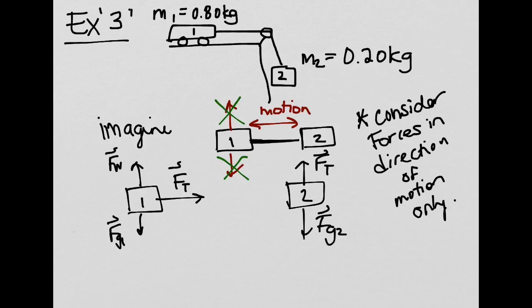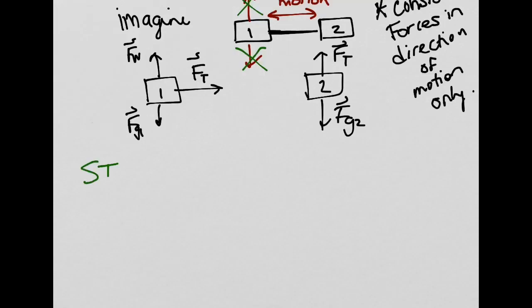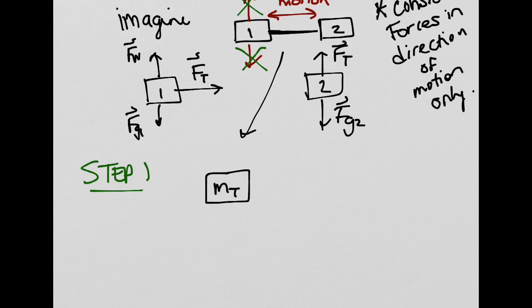So let's go back to the question for a second. Step 1 was to draw a free body diagram of the system as a whole, just like before. You're going to treat this as a total mass with the forces acting on it.